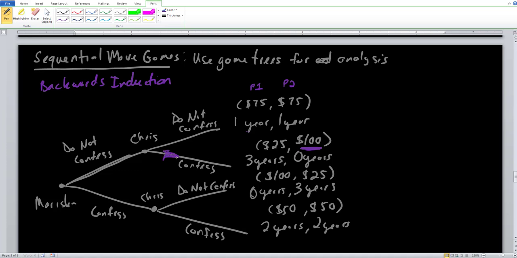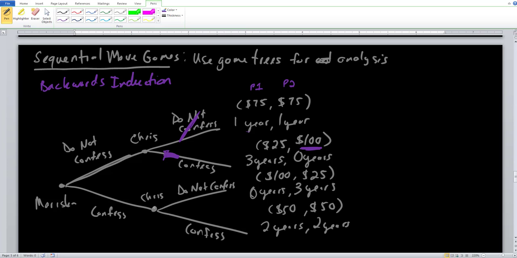So you draw a little bit of an arrow that goes down this way, and you say, hey, we sort of prune the branch or sort of just trim it. And Chris knows not to do not confess if he ever reaches this point. He knows that he wants to confess because he'll get 0 years in prison or $100 versus 1 year in prison or $75. Then we follow the same methodology with the bottom half of the table.